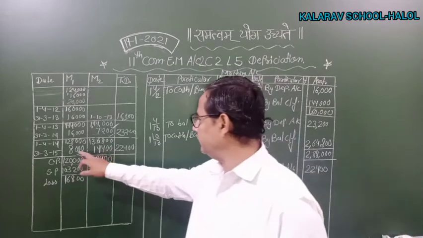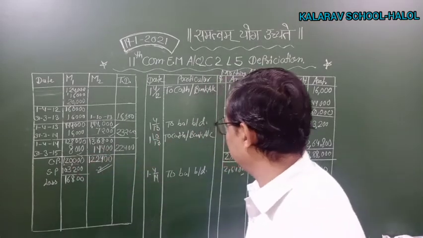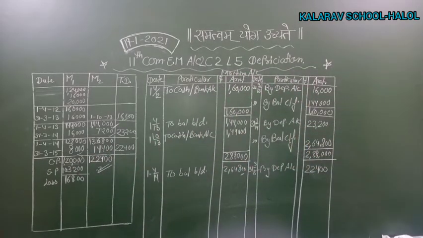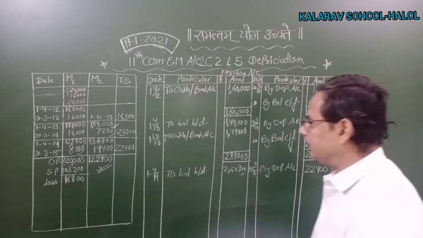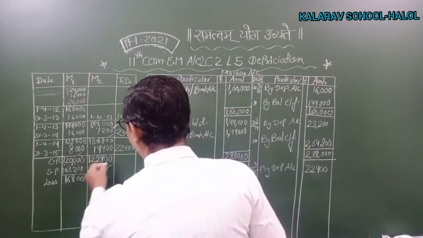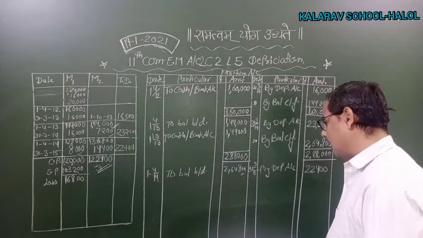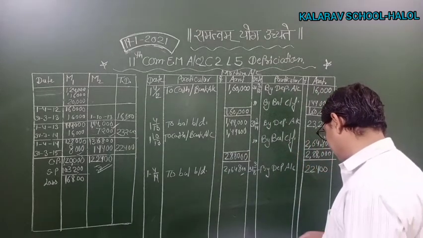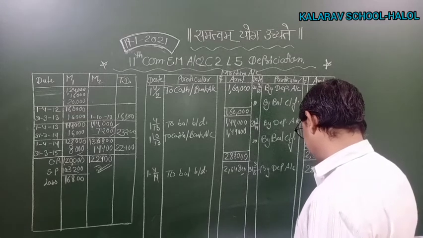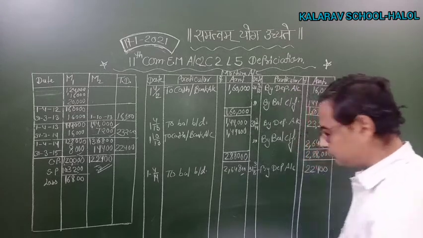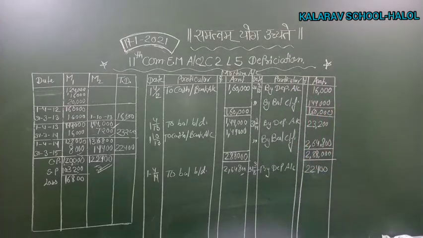Okay, if you add this 2, you will get 22,400. One transaction is completed here. Now you sold machinery and received money. आपको पैसा आया है भाई, and how much is it? Just see it.